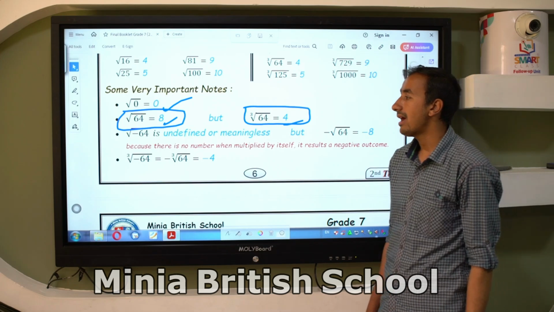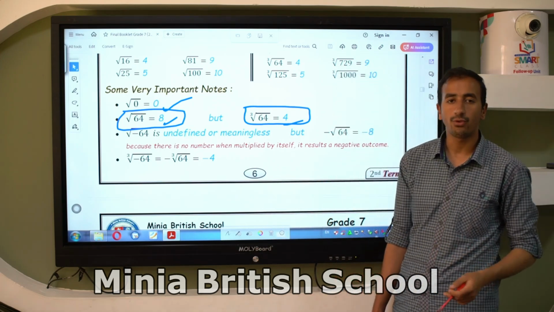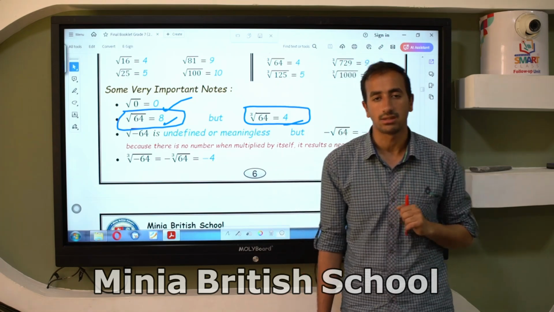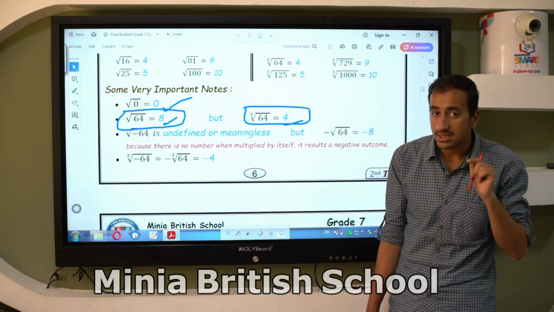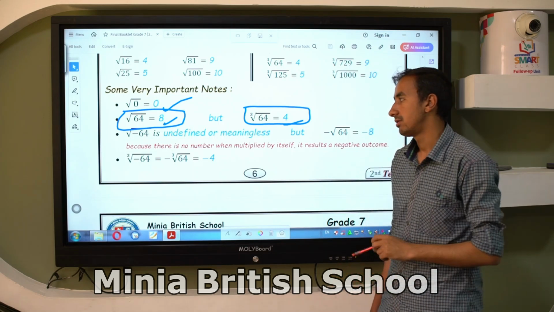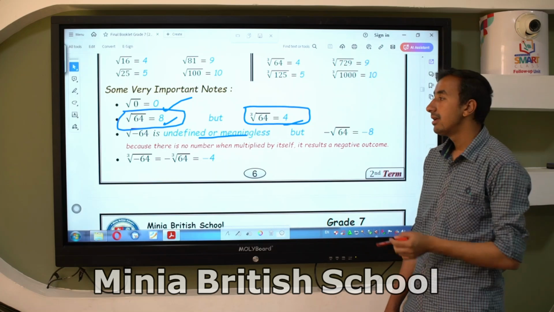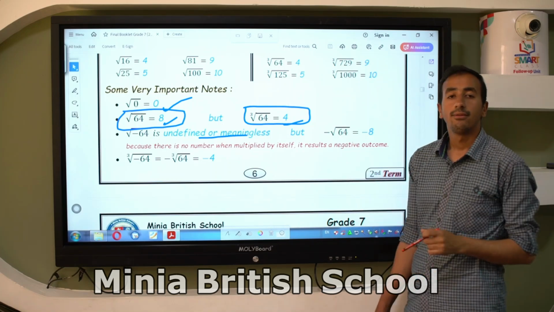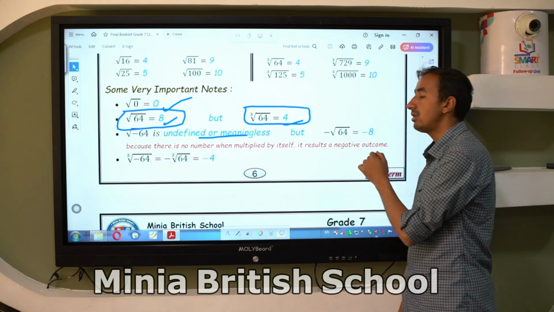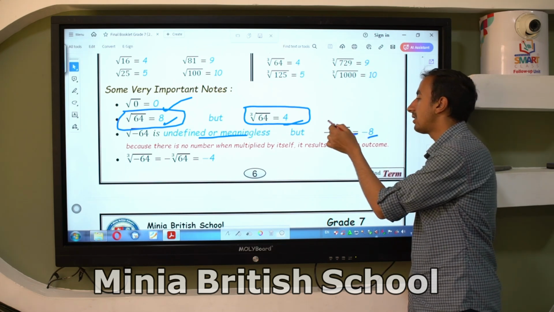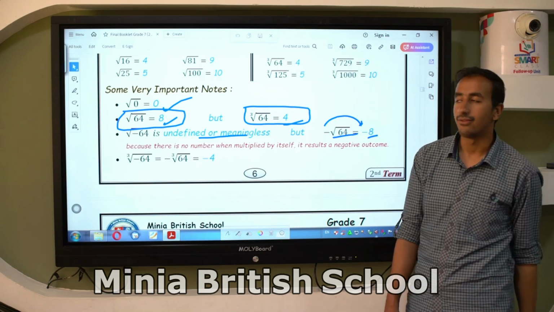Okay. Here we have the square root of negative 64. We don't have any square root of a negative number. Is there a square root of a negative inside it? No. It's undefined or meaningless. But you can write negative outside: negative square root of 64 is equal to negative 8.